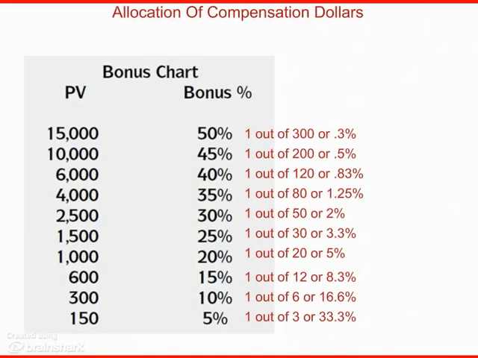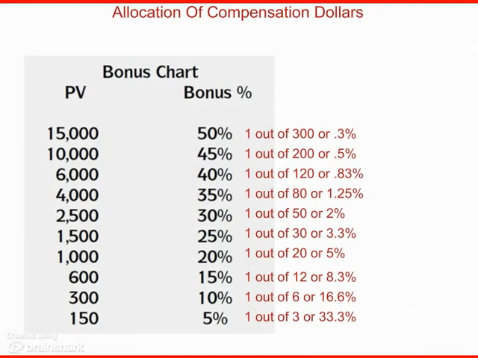This slide is going to give us a really good illustration of how the allocation of compensation dollars works within the live compensation model. If you look off to the right of this PV bonus chart in the red numbers, you're going to see a maximum percentage of people who can reach each one of these levels within an organization of 300 people.